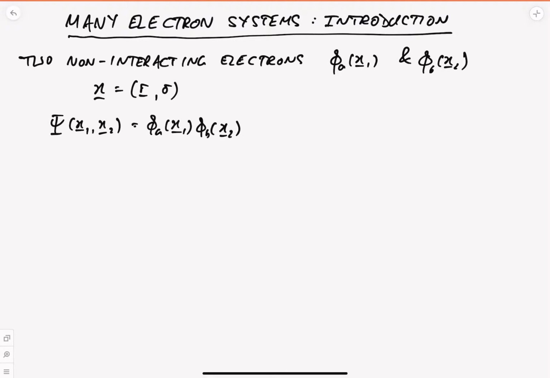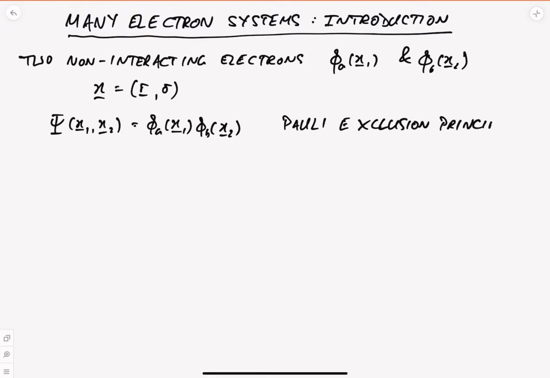But of course, electrons are not distinguishable, so that would require distinguishable electrons. They are indistinguishable, and so they have to obey the Pauli exclusion principle, which says that no two electrons can share the same eigenstate or the same wave function. Given that, it means that the wave function overall must be antisymmetric. In other words, if you swap two particles, then the sign must change.